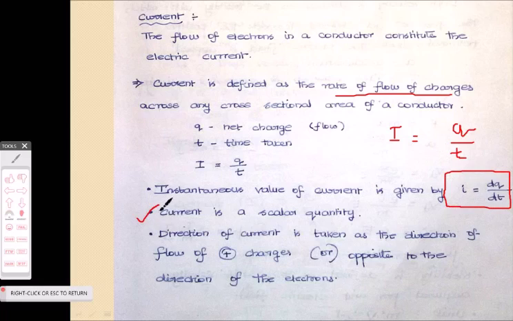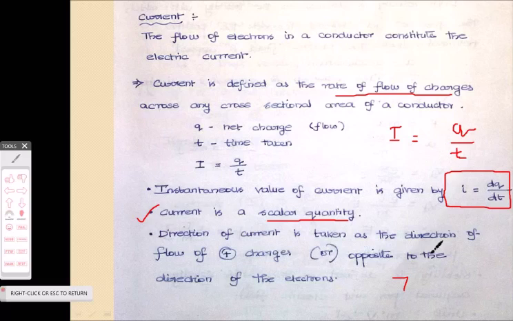In the 11th standard, you may come across what are all the fundamental quantities and what are all the derived quantities. The fundamental quantities are 7. They are length, mass, time, electric current, temperature, amount of substance and luminous intensity. Electric current is a fundamental quantity. It is also a scalar quantity. Scalar quantity means it has only magnitude.